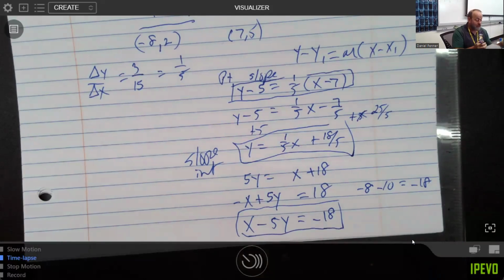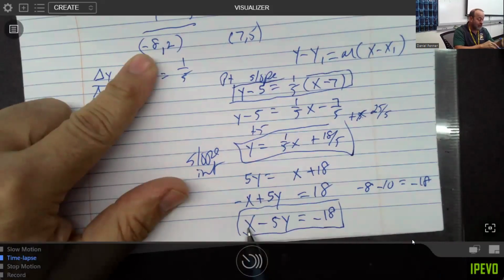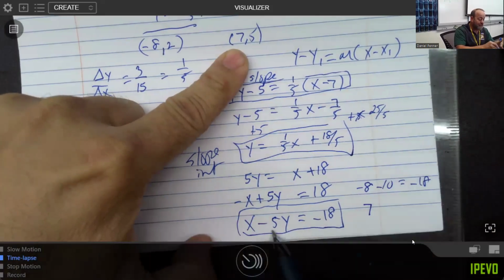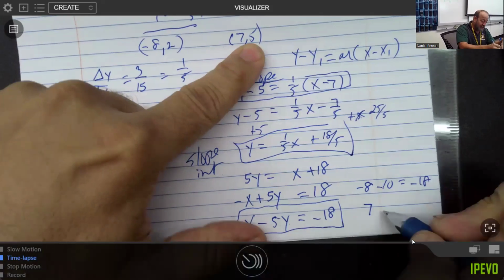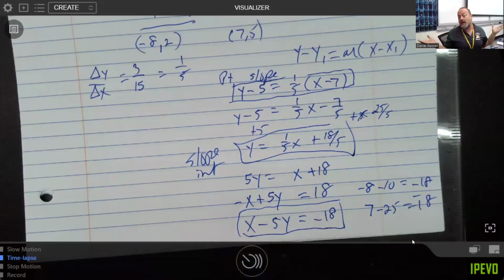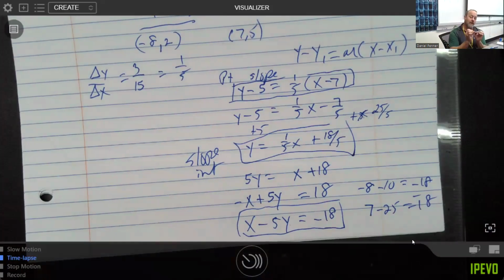But of course, I could also plug in 7 for x. And -5 times +5 is also -18. So we could actually take an extra second and plug in both points. And you know what? 2 points always make a line. So if both points work, we had to have nailed that question. Please don't miss that one on the test.